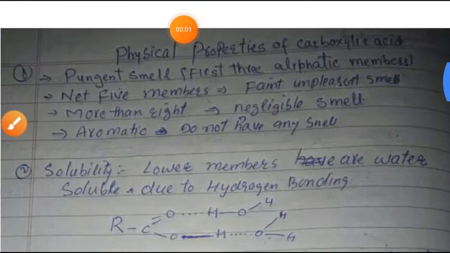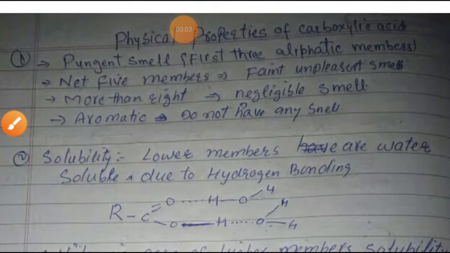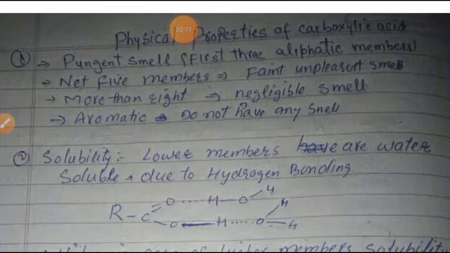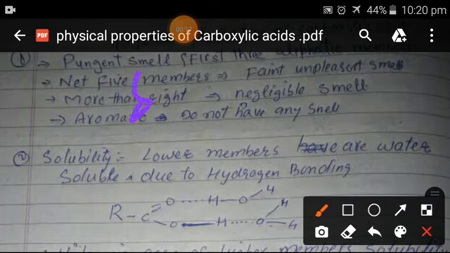Good morning, dear students. Today our topic is physical properties of carboxylic acid. So we will discuss some of the physical properties of carboxylic acid, both aliphatic as well as aromatic. First we will see the smell. What is the smell of the carboxylic acid?